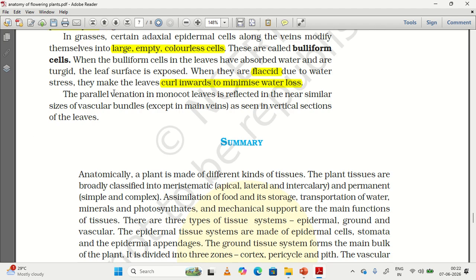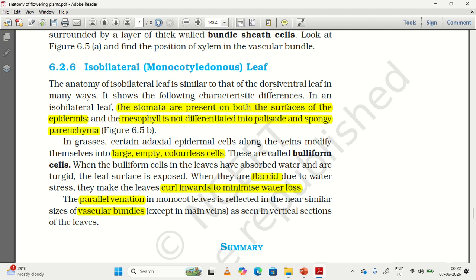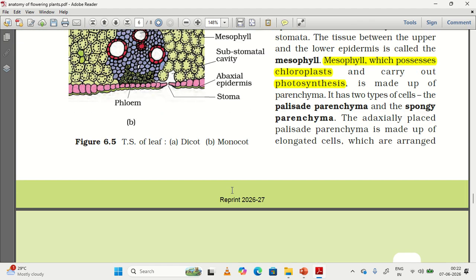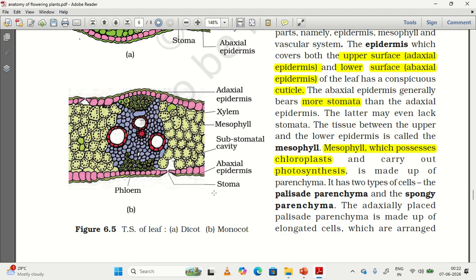And in this you can see the parallel venation, whereas in dicots mostly you can see the reticulate venation. The parallel venation in monocots is reflected in the nearly similar size of the vascular bundles, whereas you can see a difference in the size of the vascular bundles in the dicot leaf, except in the main veins. So these are the main differences between the monocot leaf and the dicot leaf.